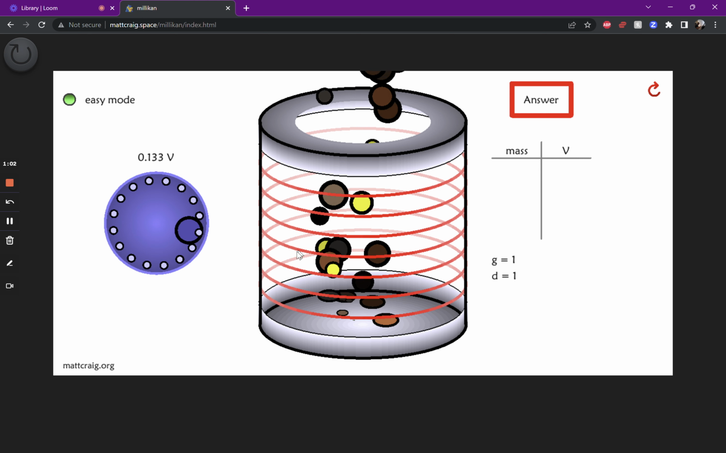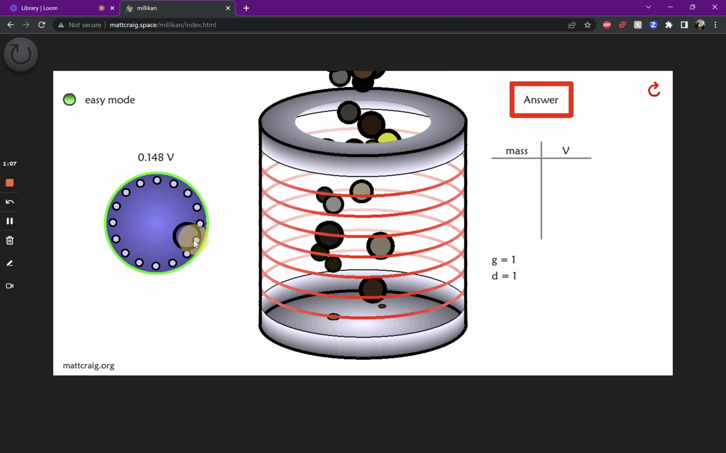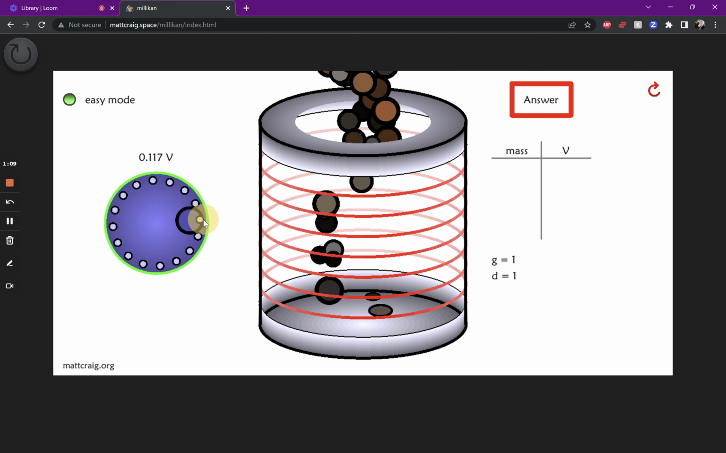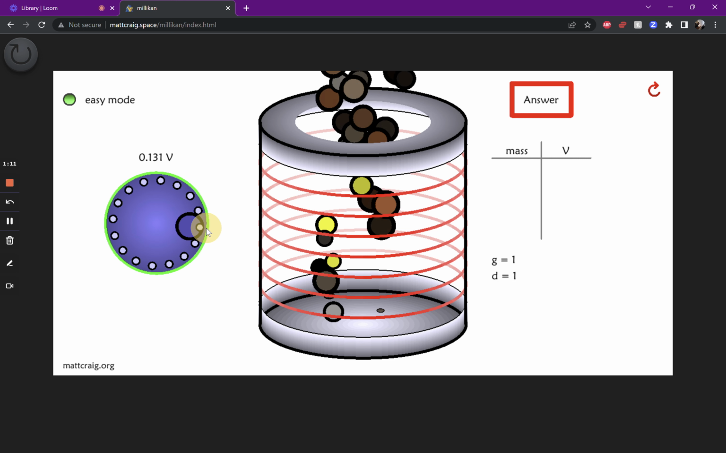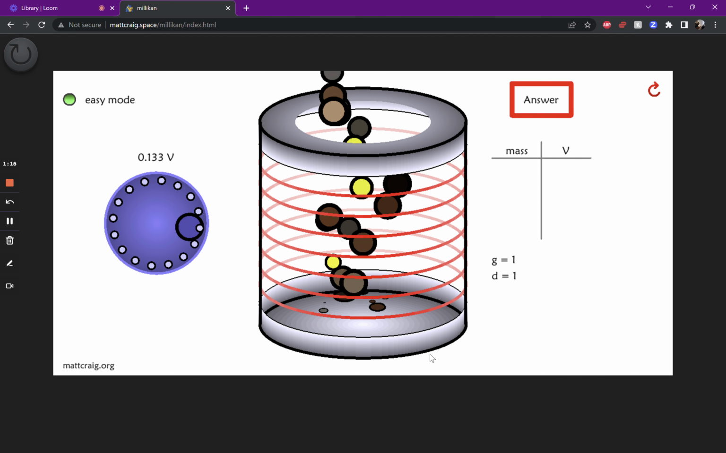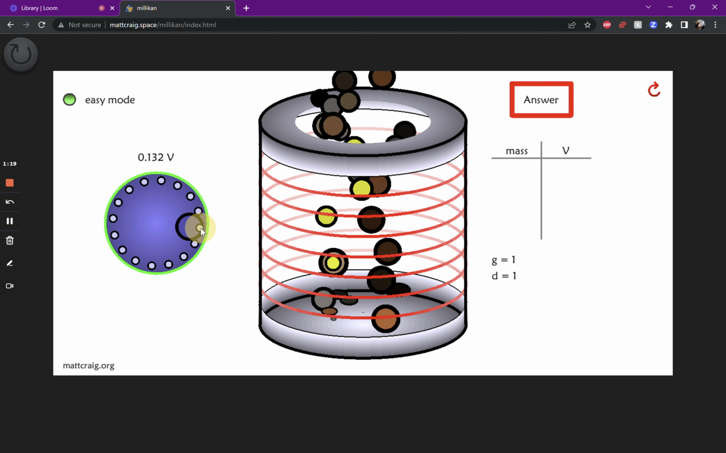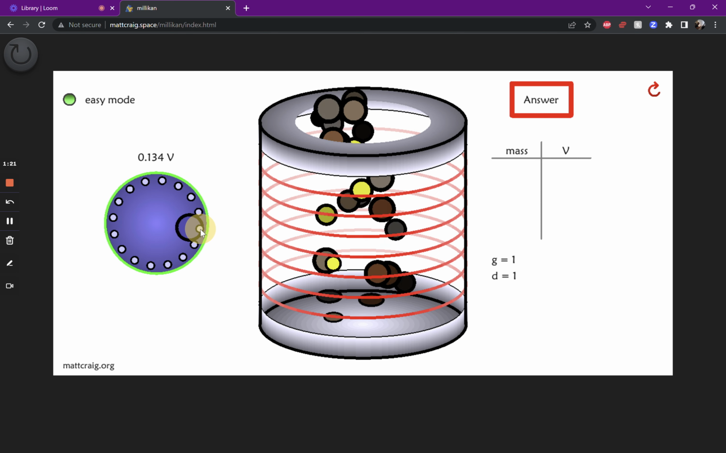And you can see my voltage is actually not high enough and it's still dropping. So this can actually be quite exacting to get the right voltage. Okay, that's very close. It's still not quite right because that droplet is still dropping a tiny bit. So let me see if I can do better.